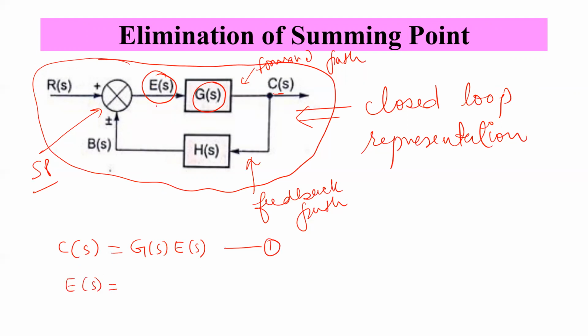ES is equal to, as you can see, RS plus minus BS, where BS is the feedback signal. So this is, for example, equation number 2. Now, what is BS? BS is the product of the feedback gain and the response, because we have taken the response here, and HS is the gain of the feedback path.